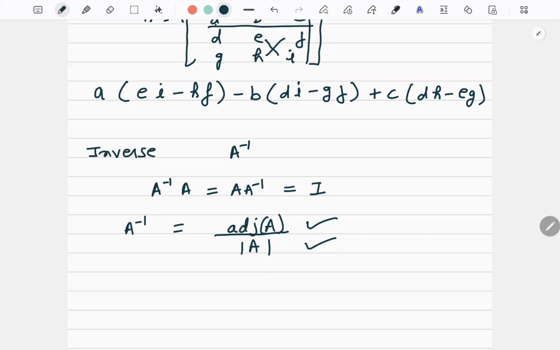I hope you understood the basic concept and basic definition of matrix. In my next video, I will be showing you how to find the determinant.